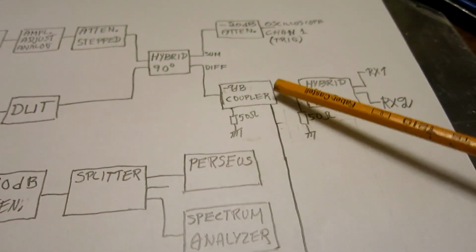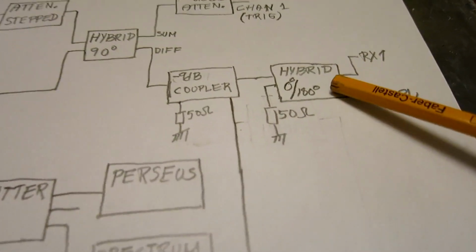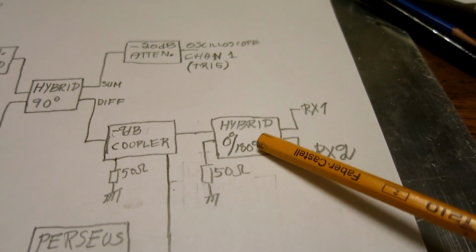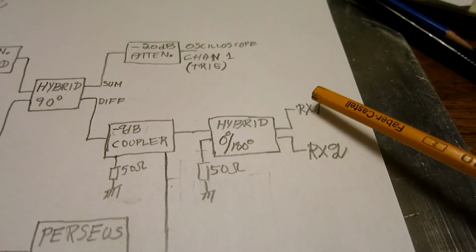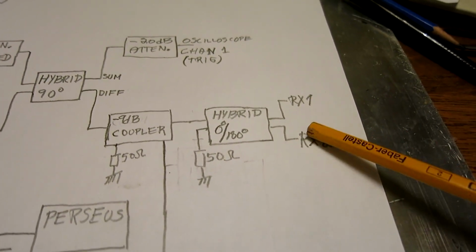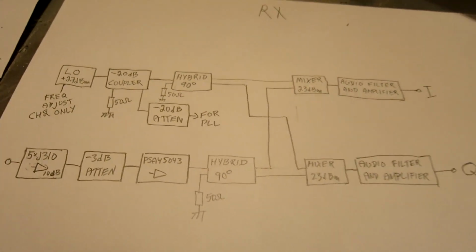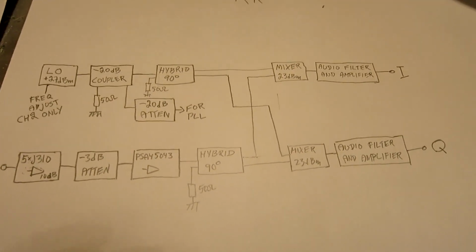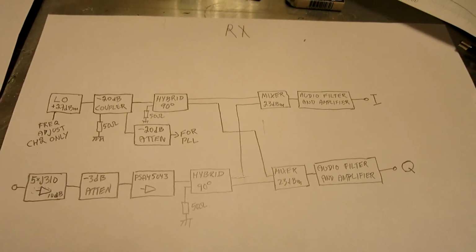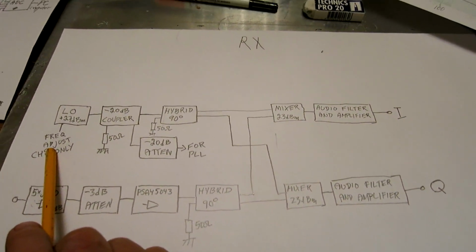And then what goes through this -9 dB coupler goes into a hybrid that splits the signal in two halves that are sent into the two different receivers, RX1 and RX2. Here is what the receivers look like. Both of them are identical. The only difference is that one of them has a frequency control input while the other one has not.